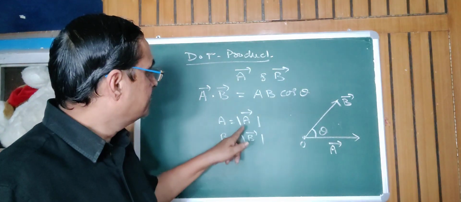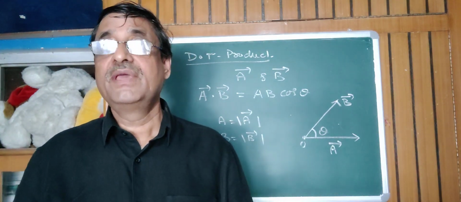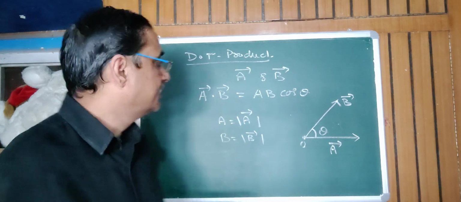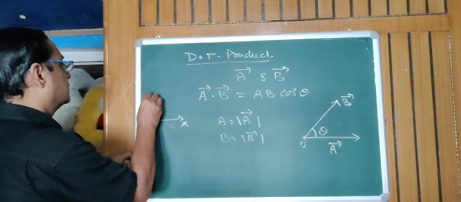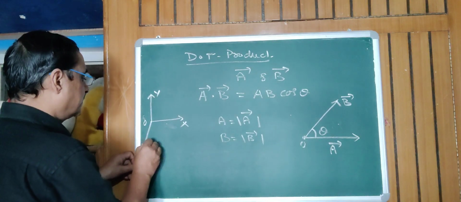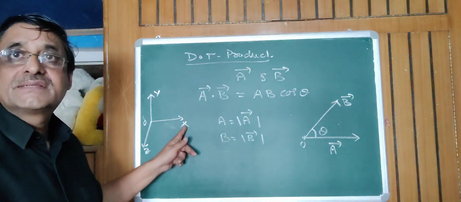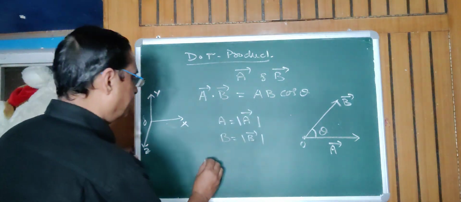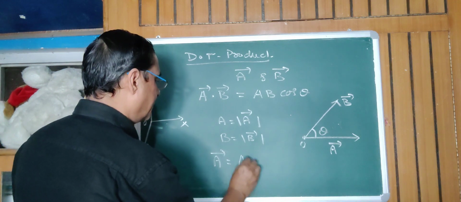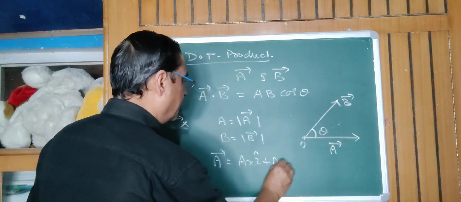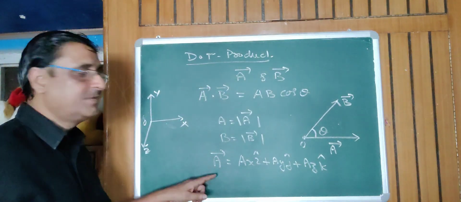In component form also, we can write vector A. Say for example, we have three axes, X, Y and Z. This is the X axis, this is the Y axis, and this is the Z axis. Then the component along X is called AX. So in general, vector A will be written as AX i plus AY j plus AZ k.